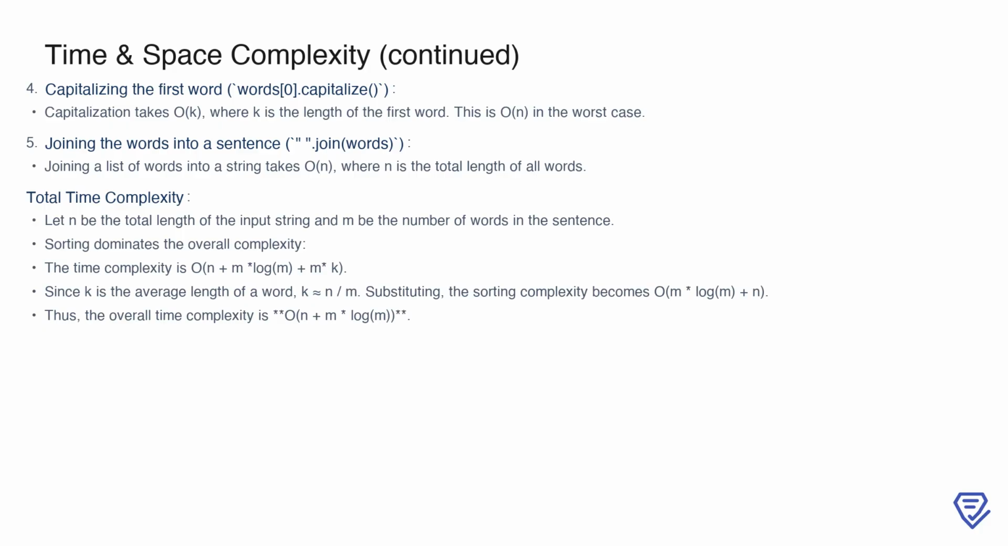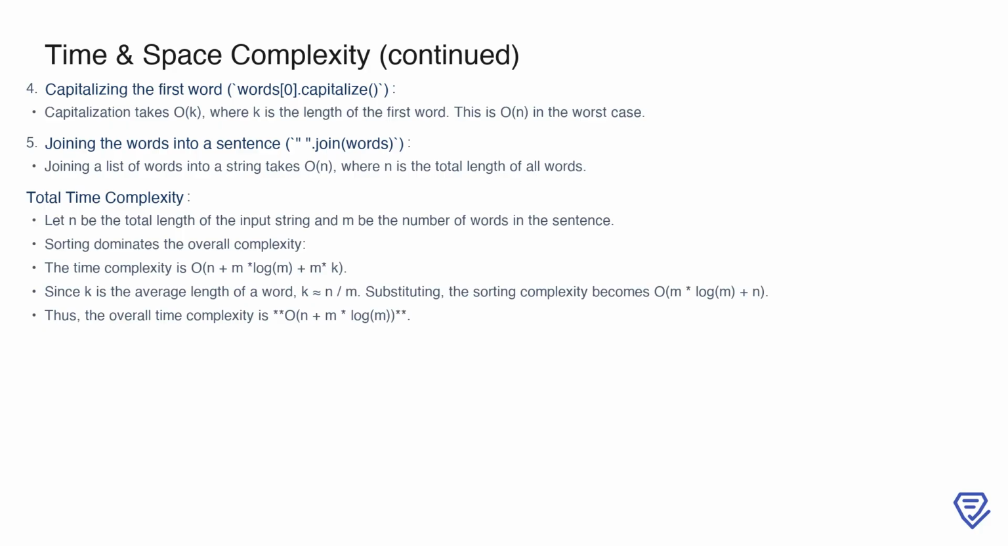Now, if we consider all the operations together, the total time complexity is determined by the most expensive step, which is sorting. Let n represent the total length of the input string and m the number of words. The sorting step dominates with a complexity of O(m * log m + m * k). Since k, the average word length, can be approximated as n divided by m, this simplifies sorting to O(m * log m + n). Adding the linear contributions of the other steps, the overall time complexity becomes O(n + m * log m).